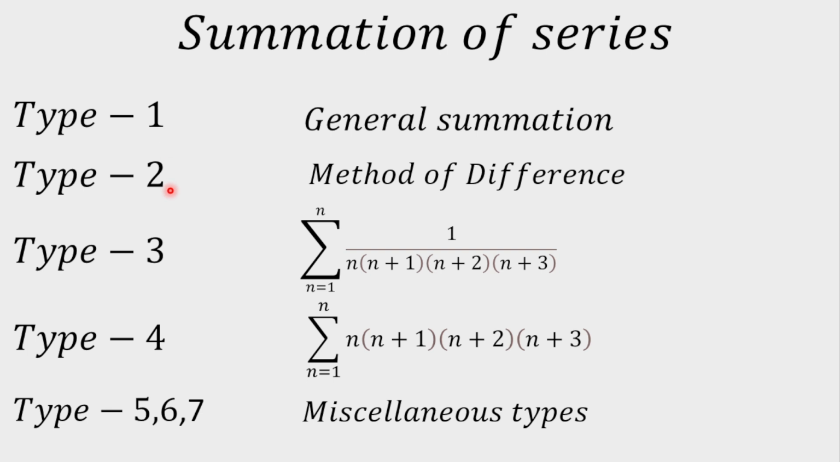So from type 1 to type 4, they are pretty common series which we use every time. Now type 5 to type 7 are miscellaneous types, they can come in a future IIT-JEE. So let's start with type 1.